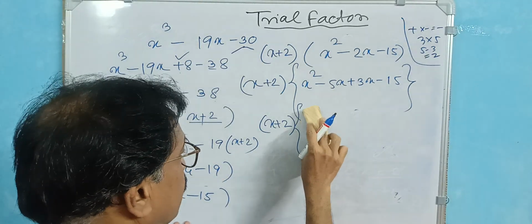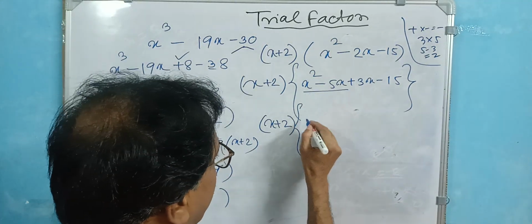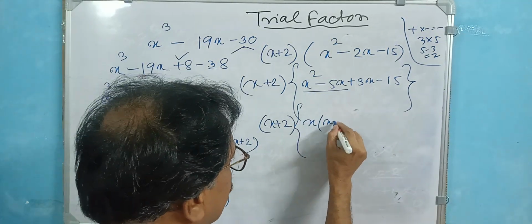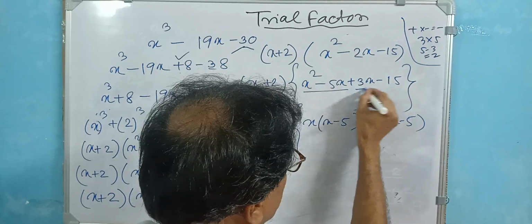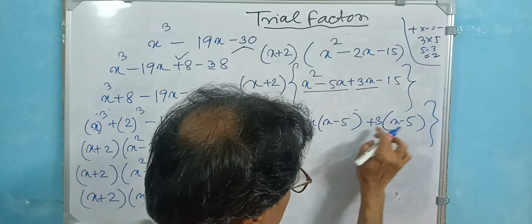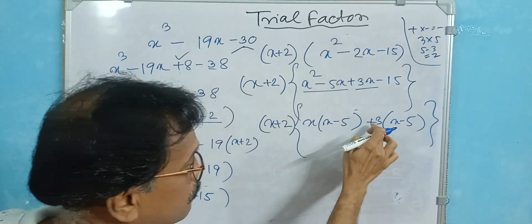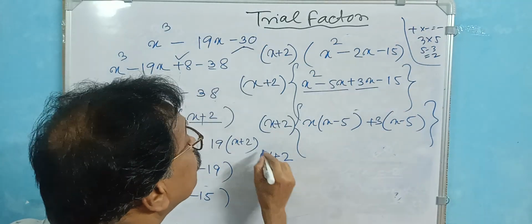In this part, x is common. This is x minus 5, and always you write here x minus 5. This is plus 3x, you write plus 3, you check it. Plus 3x, plus minus minus 3, 5, 15. Plus minus minus 3, 5. Always you check. Now this is x plus 2.